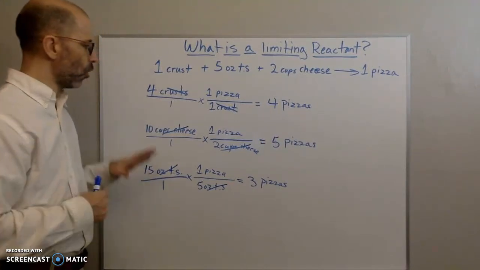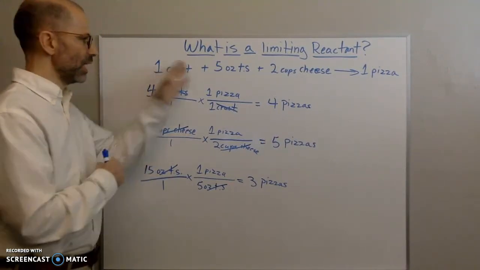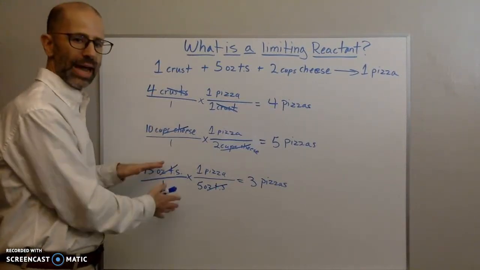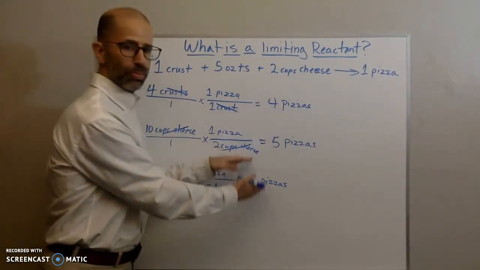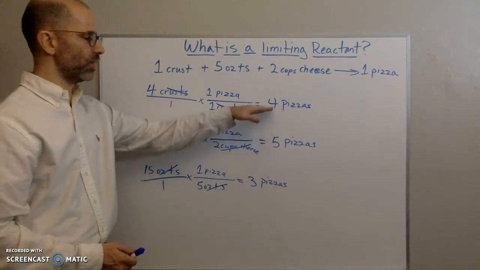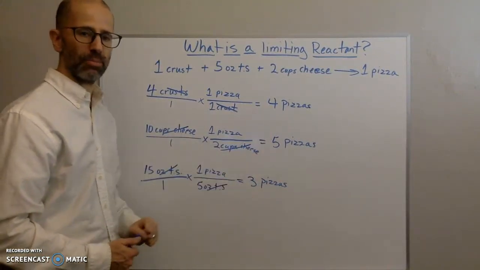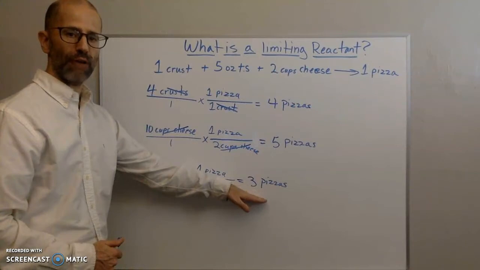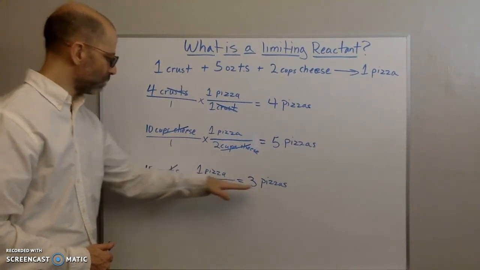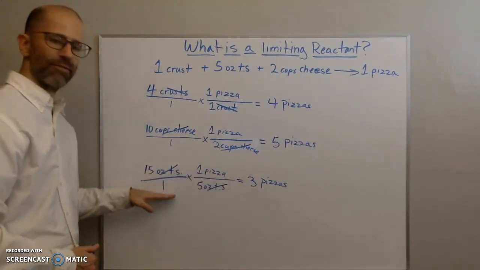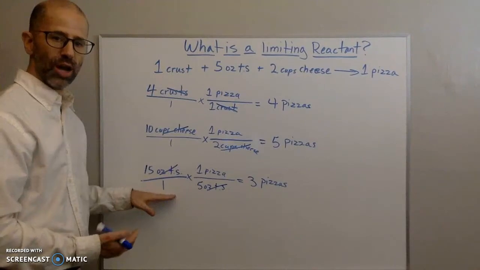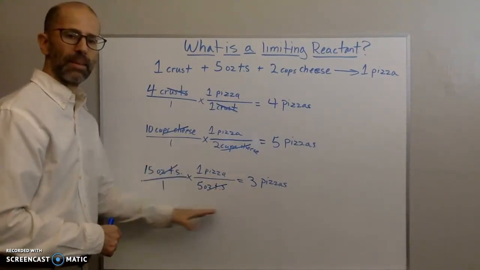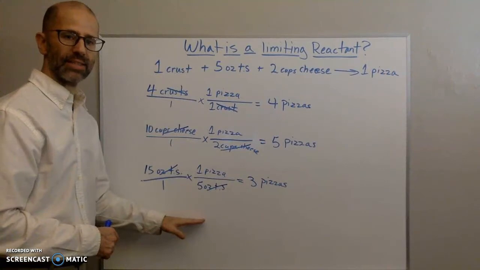Okay? So if this was a chemistry problem, we would do the same thing. We would translate our reactants into products and see which one is going to give me the least amount of product, and that one is the one that's going to run out first. So I make 3 pizzas. I have now run out of my tomato sauce, so I have no more tomato sauce. So the pizza making reaction has stopped.